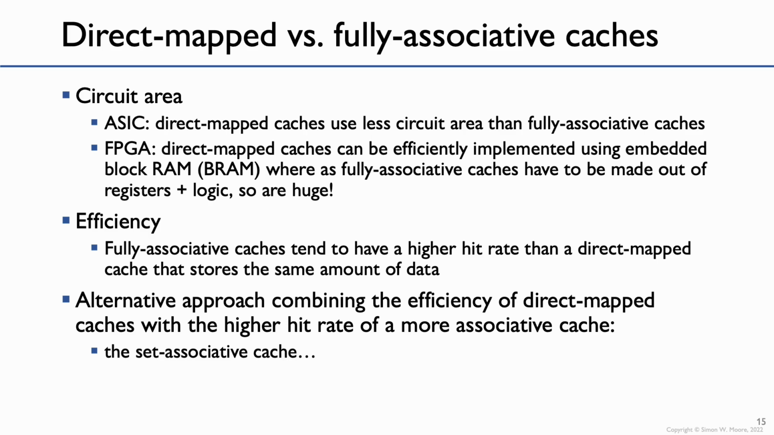Let's think about efficiency. Fully associative caches tend to have a higher hit rate than a direct mapped cache that stores the same amount of data, primarily because we can reuse cache lines in a much more efficient manner. An alternative approach is to combine the efficiency of direct mapped caches with the higher hit rate of the more associative cache using a set associative cache.